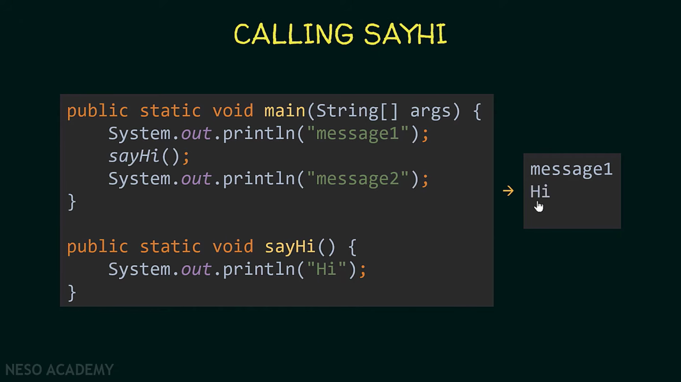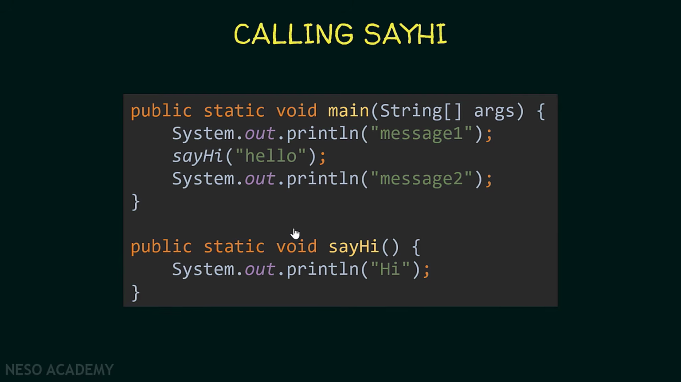So we will see hi printed. And after that, we are finished executing this method. So we will continue executing the main method from this point. So we are going to print message2. So we will see message2 printed. Okay? So this is the output of this program over here. Let's see another example. We have the same code, but over here I'm passing a parameter to the SAYHI method. So in this case, we will get an error because as you can see over here, this method does not take any parameter. So if we try to give it a parameter, we will get an error.